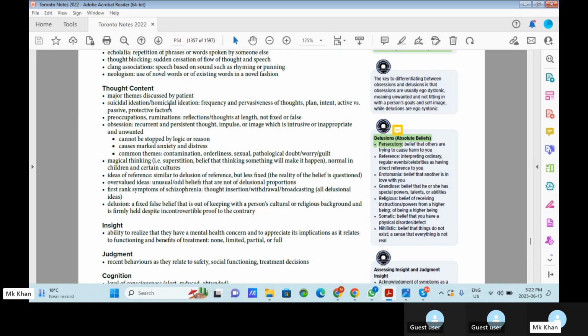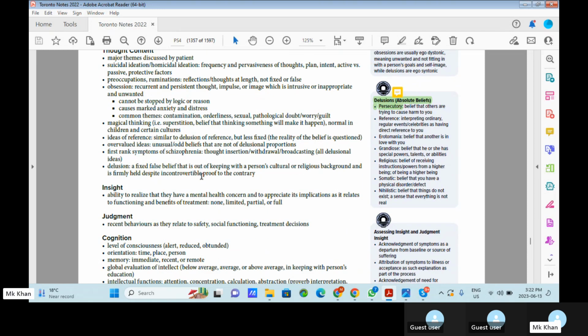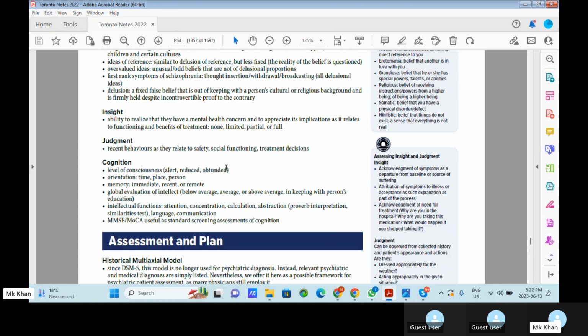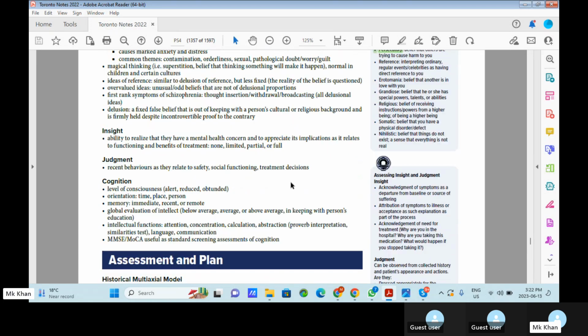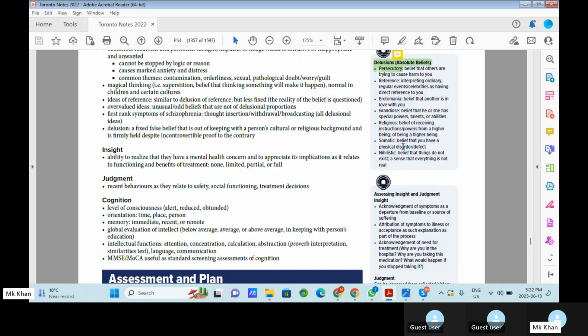So it can be different kinds of thought, like major themes, suicidal ideation, obsession, magical thinking. All these thought contents are present in different psychiatric illnesses. So we will go through each of these. So there are also different kinds of delusions, like persecutory delusions, believing someone is trying to cause harm to you. There is a false belief, and the patient thinks it is the real thing, but it can also be a reference.